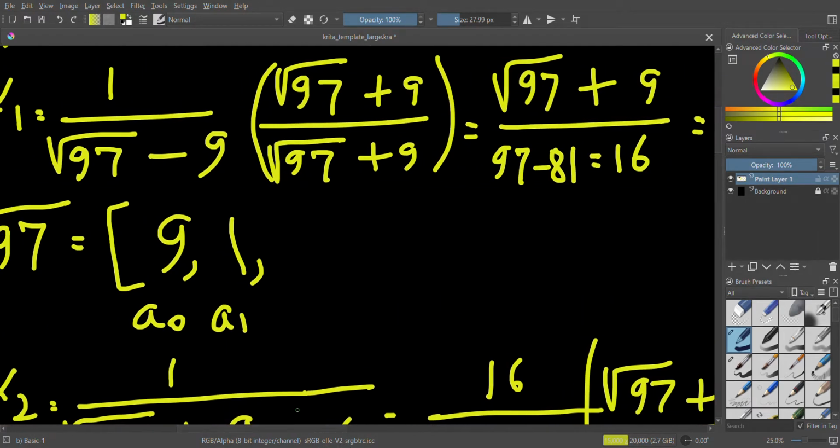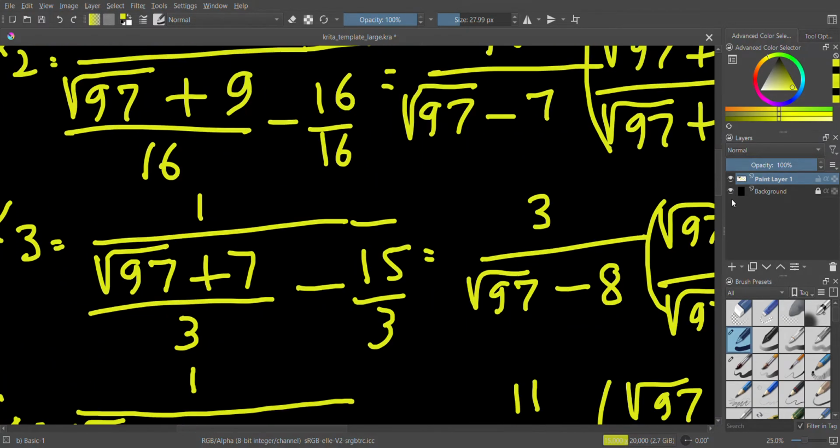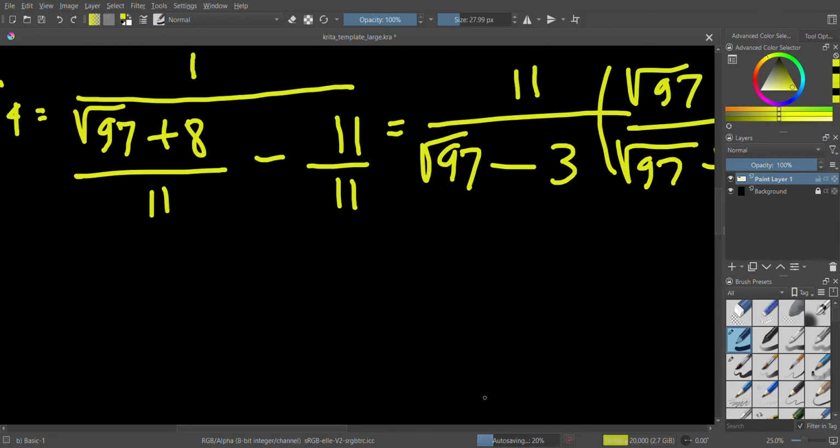And so we go in here and we say our A2 was 5. Our A3 was 1. And we just did A4, and that is 1 as well. Now we still have not found where it repeats. Okay, so now we're going to go back here.